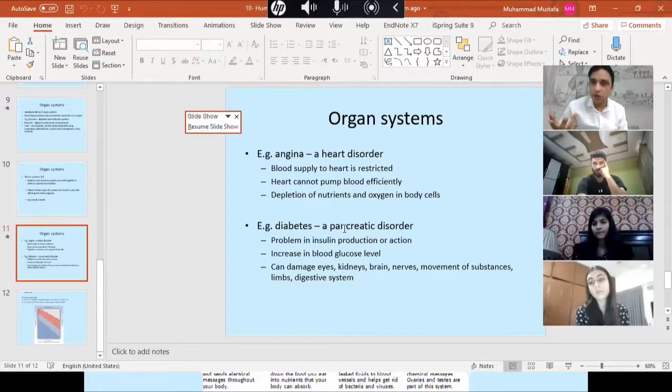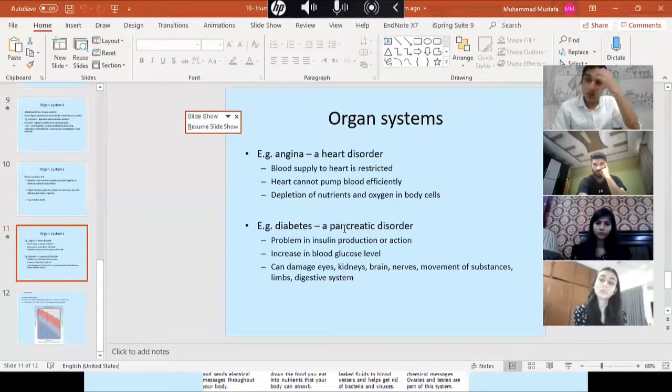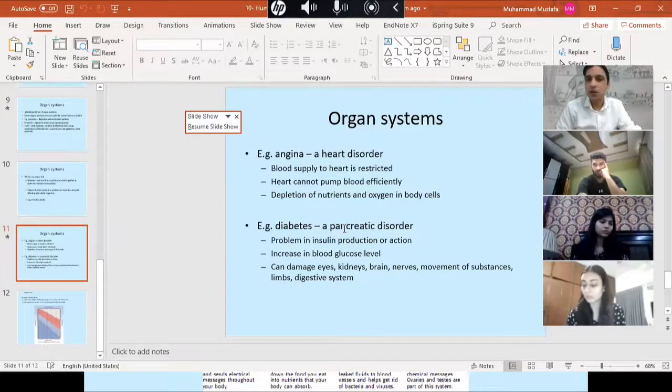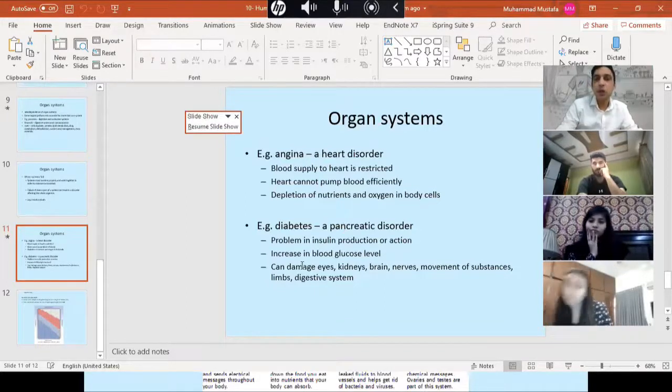If the insulin is not enough, it will not be able to save the free sugar present within our blood. It increases the level of sugar within our blood, and it will start appearing in the urine as well. That is an indication of diabetes, which we call sugar, and the person has a high glucose level in the blood, and it will lead to other diseases. It's actually the mother of many other diseases as well. It can damage the kidney, the brain and other things as well. So that's it for the organ systems.